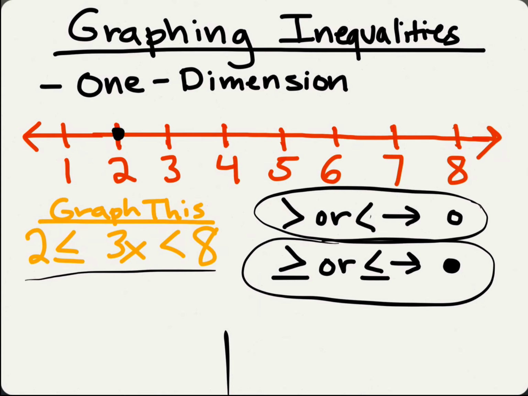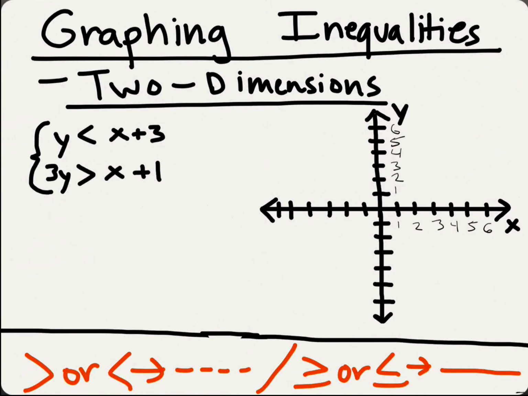The 2 is less than or equal to 3x, which is less than 8. So 8 is the other endpoint, and that doesn't have the equal sign, so we're just going to draw a circle. And then all you do is draw a line all the way through. And also, this is the x-axis. Just remember that.